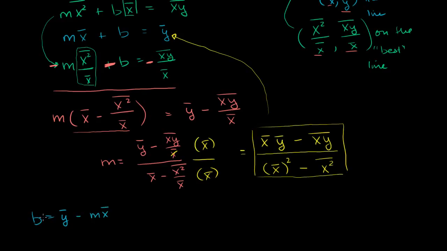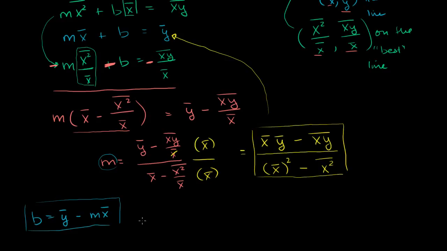So what you do is you take your data points. You find the mean of the x's, the mean of the y's, the mean of the xy's, the mean of the x's squared. You find your m. Once you find your m, then you can substitute back in here, and you find your b, and then you have your actual optimal line. And we're done. So these are the 2 big formula takeaways for our optimal line.